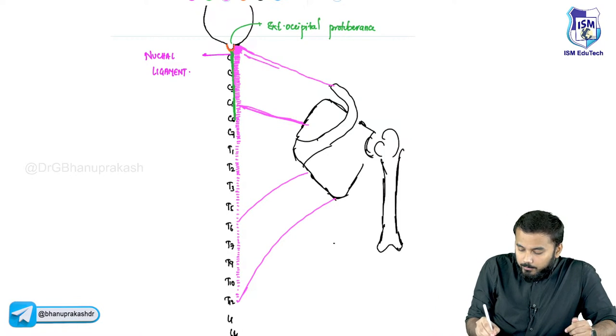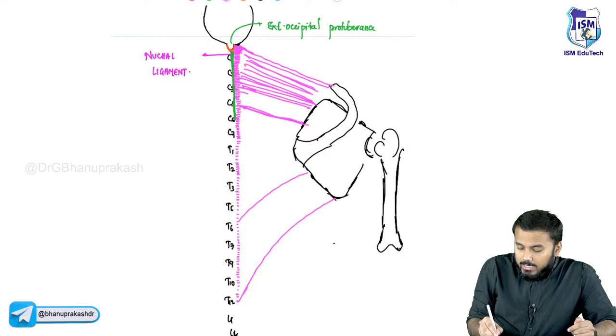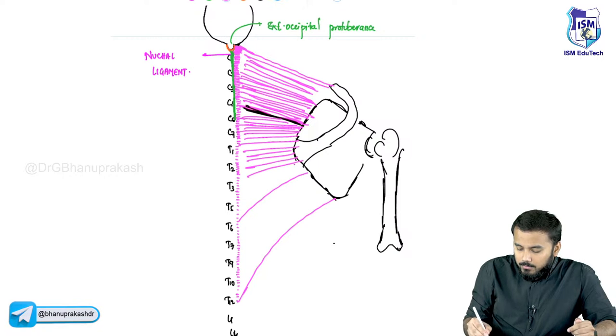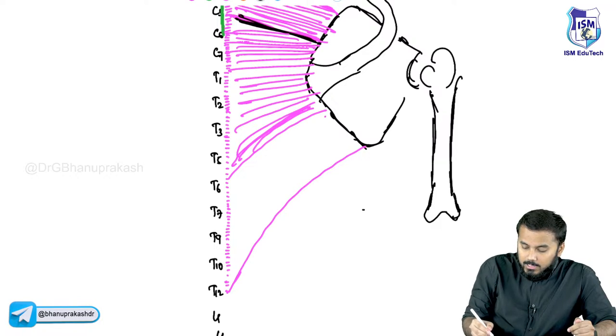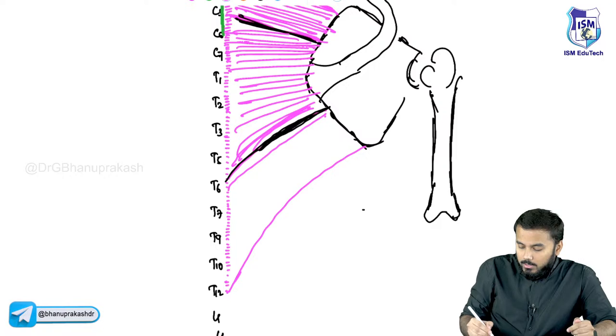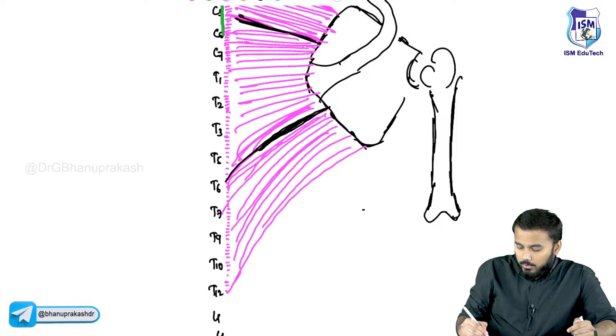Now, all of you look here. One group of fibers is this, attaching onto the top of the scapula like this. The second group of fibers is like this. And the third group of fibers is like this. This is the separation line with the black which I'm drawing wrong.